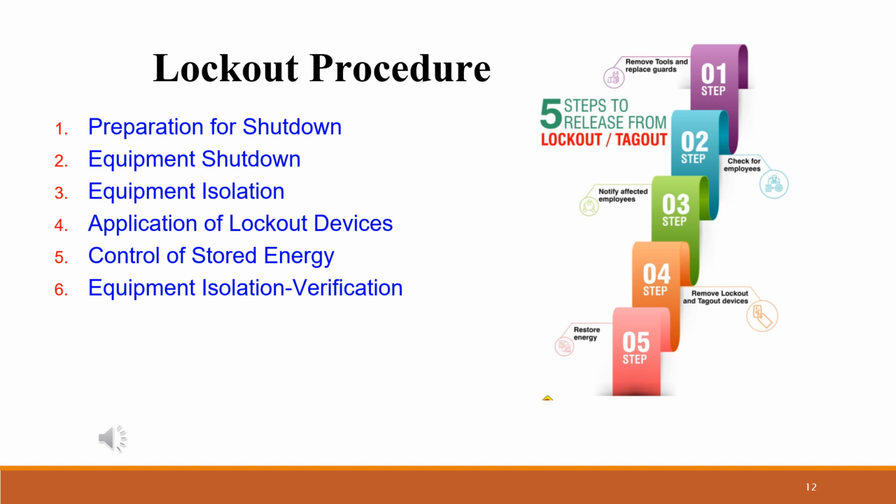Equipment isolation is the next part after shutdown. In this part all local and remote equipment are isolated. Next part is application of lockout devices in all local and remote devices which can turn on the system. Control of stored energy is the next part after isolation. In this part all hazardous energy is to be purged. The final step is the verification of equipment isolation. That's the end of this part. See you in next part.